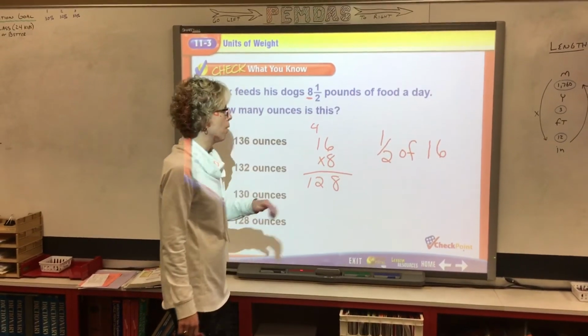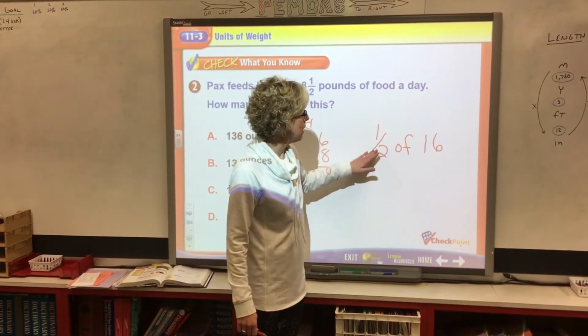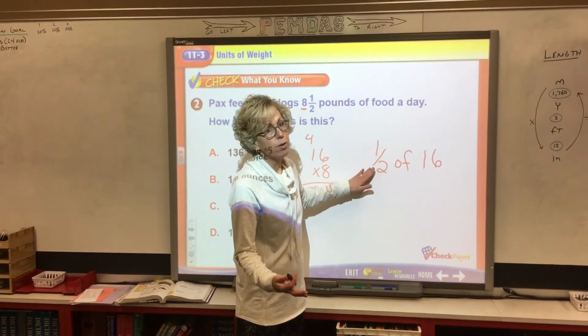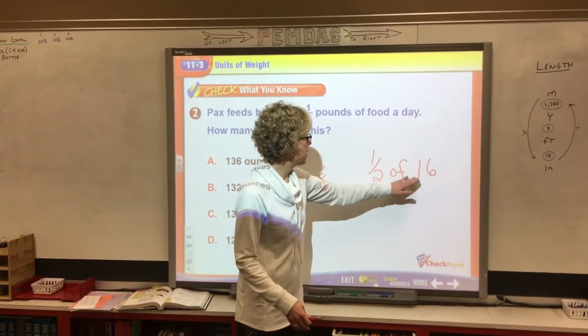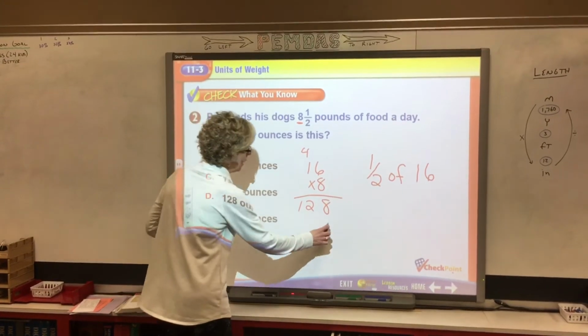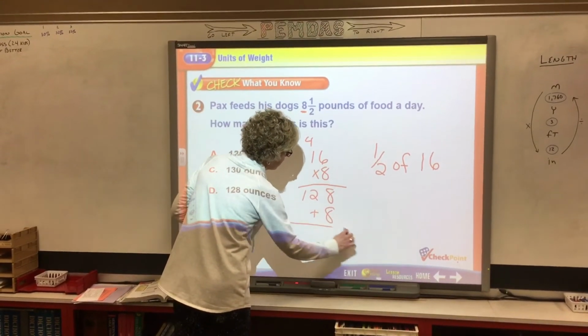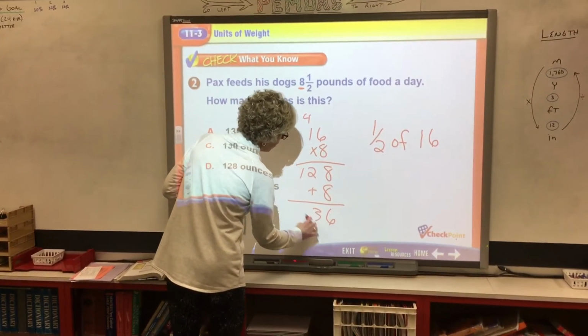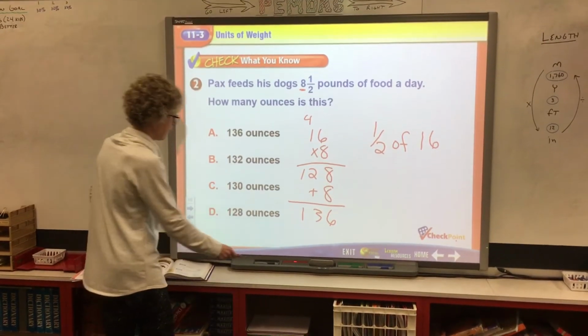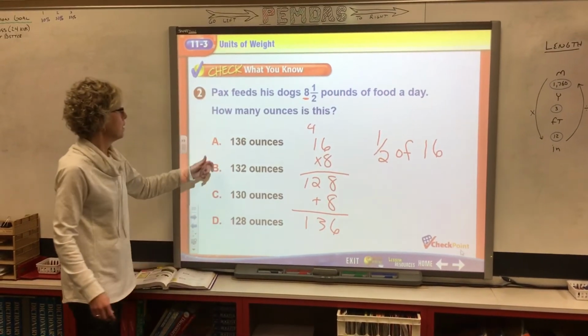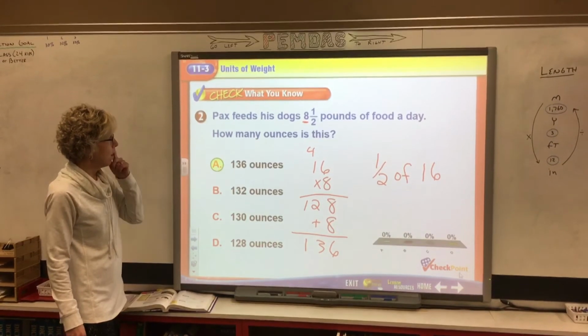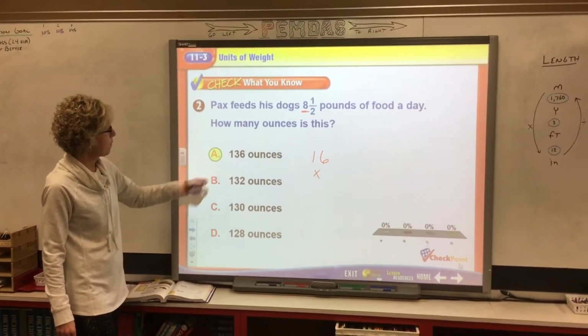Okay, now we have to figure out what 1/2 of 16 is. To find 1/2 of something, you divide by 2. So 16 divided by 2 is 8. So you would add that on, and you would end up with 136 ounces. So we're going to need 136 ounces of food per day.